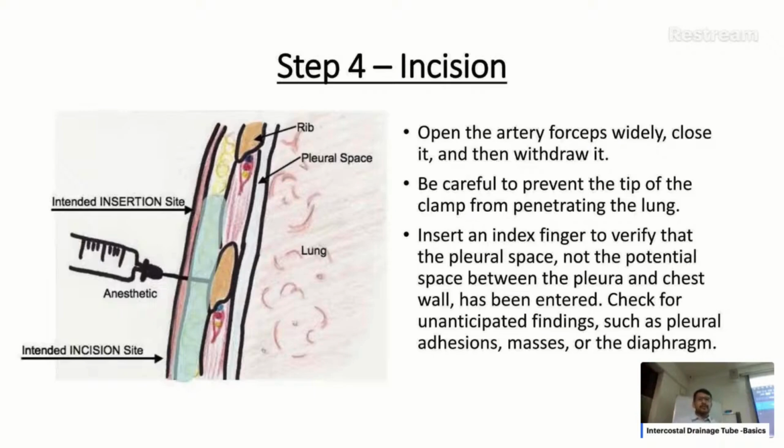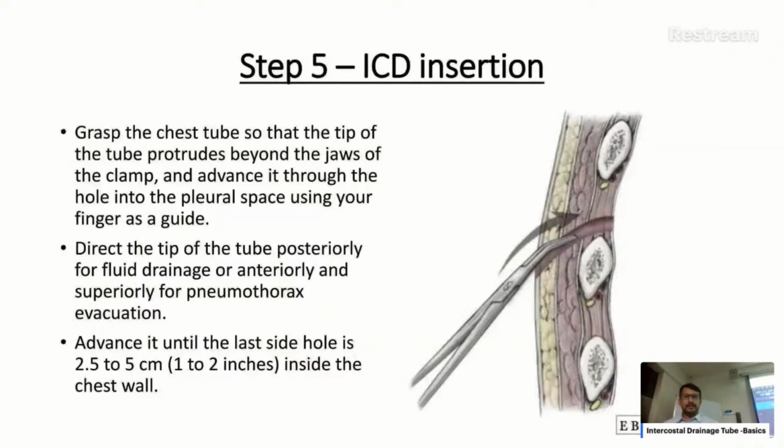We have to be very careful to prevent the tip of the clamp from penetrating the lung. Now we insert an index finger to verify that the pleural space, not the potential space between the pleura and the chest wall, has been entered. We have to check for any unanticipated findings such as pleural adhesions, masses, or the diaphragm in cases of diaphragmatic herniation.